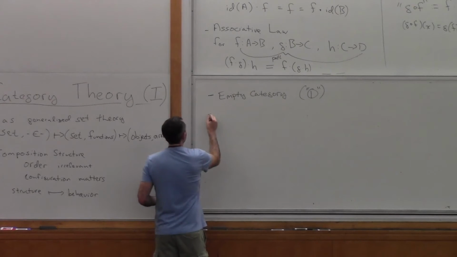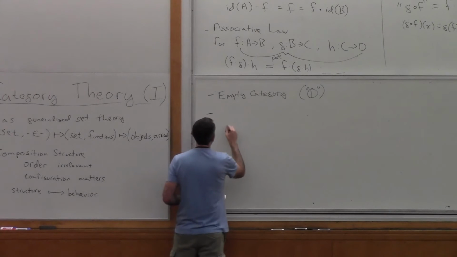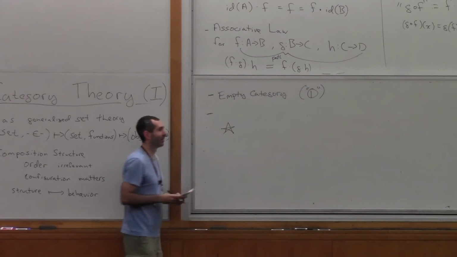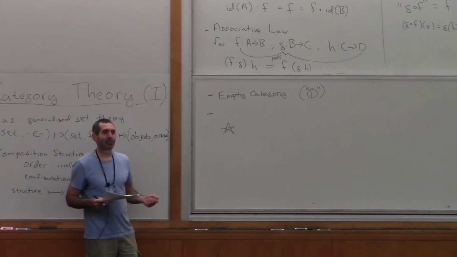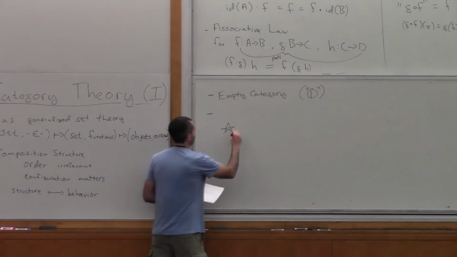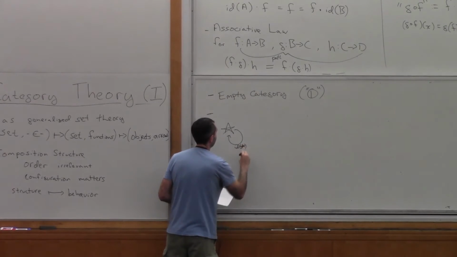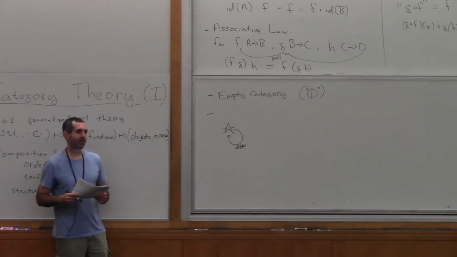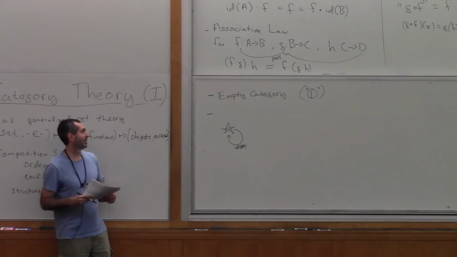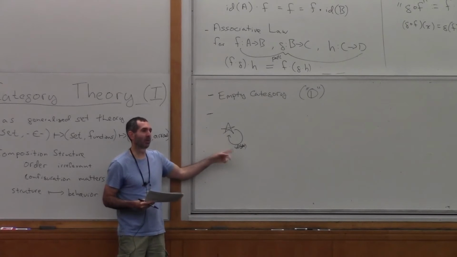Okay, let's be slightly less trivial. So let's add an object. Okay, there's an object. I'll call it star. Okay, as soon as I've added the object, I have to add the identity morphism for this object, right? So now I have id star. That has to live there. Now, do I have to add anything else? Well, id star is an endomorphism. It's a loop on star, so it's composable with itself.